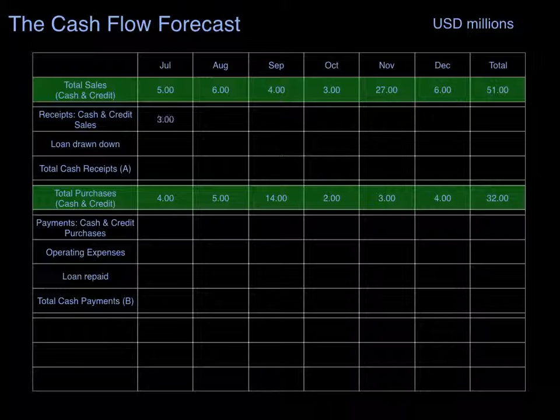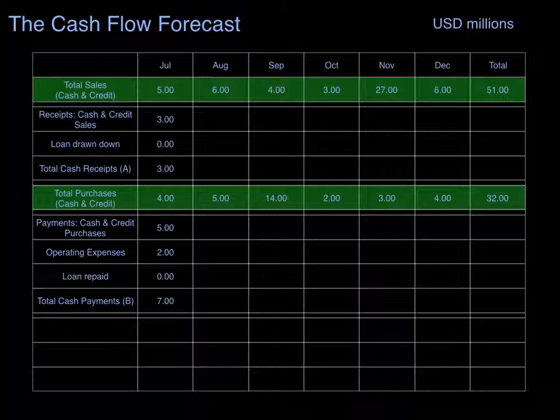Let's put in some numbers for July. Sales receipts are 3 million. There is no loan drawn down this month, so total cash in is 3 million. Payments of 5 million have been made for purchases, 2 million has been spent on operating expenses, there have been no loan repayments, so total cash out is 7 million.